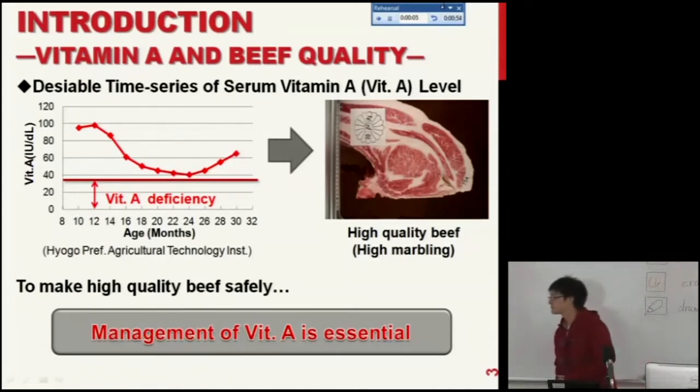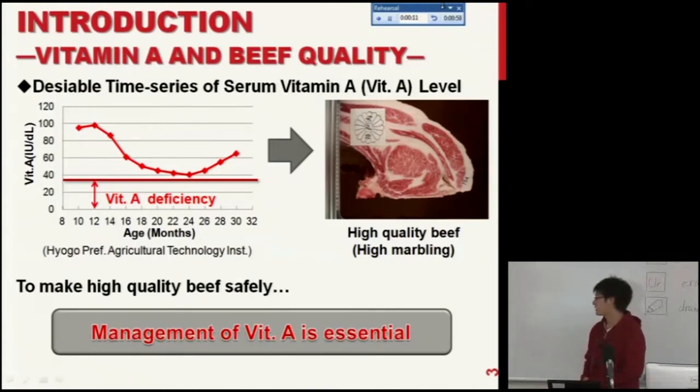Look at this picture. This picture shows high-quality beef with a high marbling score, with intermuscular fat. To make better beef, breeders have to control the vitamin A level at a lower level. This graph shows the desired time series of serum vitamin A level. So breeders have to control vitamin A like that. However, under 30 IU per deciliter, cattle get a disease called vitamin A deficiency. So to make high quality beef safely, management of vitamin A is essential.